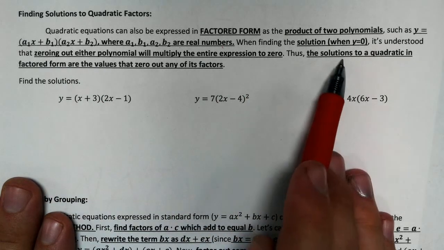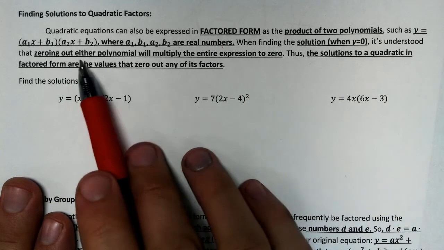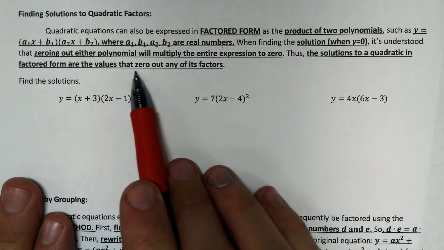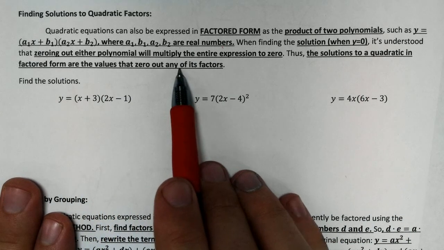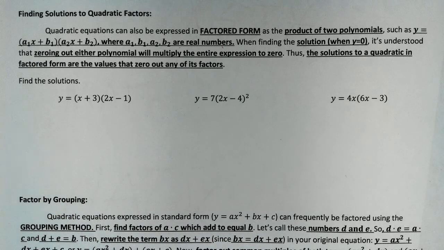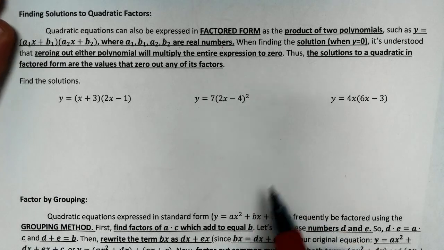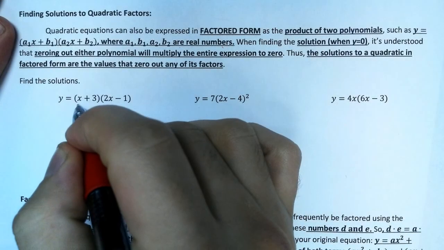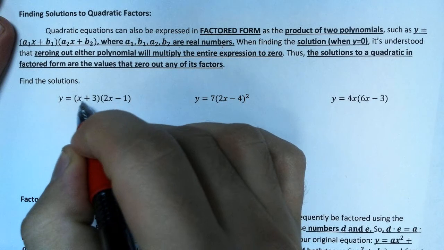The solutions, right? So when y equals 0, the solutions to a quadratic in factored form are values that zero out any of its factors. Okay, so that's the name of the game here. We are going to be zeroing out some factors. So let's go ahead and take a look at this. So our question is going to be, what zeroes this out?